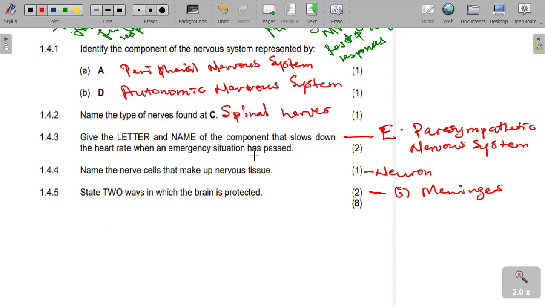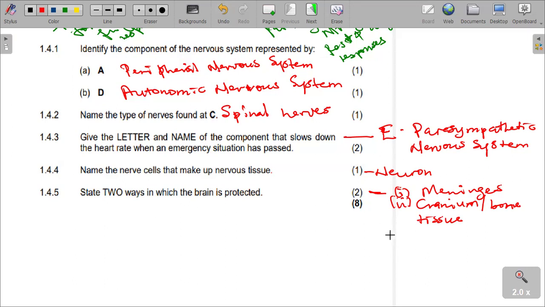We also have the cranium as number 2, the next point that can be listed here. The cranium can also be called the bone tissue. They are there to protect the brain.